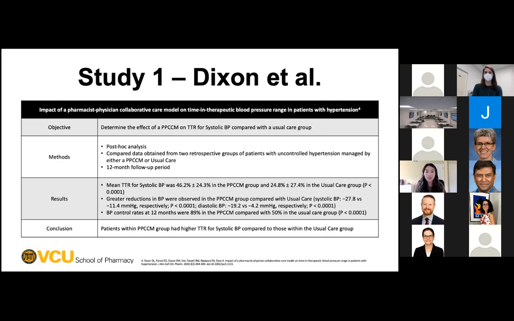Greater reductions in BP were observed in the PPCCM group compared with usual care. For systolic BP, it was negative 27.8 versus negative 11.4 respectively, with a p-value less than 0.0001. And for diastolic BP, it was negative 19.2 versus negative 4.2 respectively, also with a p-value of less than 0.0001. BP control rates at 12 months were 89% in the PPCCM group compared with 50% in the usual care group, also with a p-value of less than 0.001. So in conclusion, patients within the PPCCM group had higher TTR for systolic BP compared to those within the usual care group.